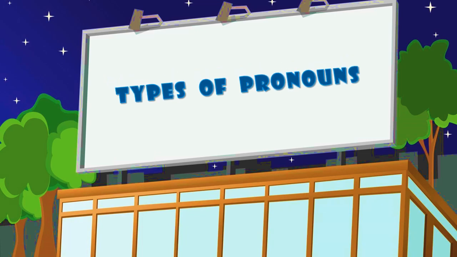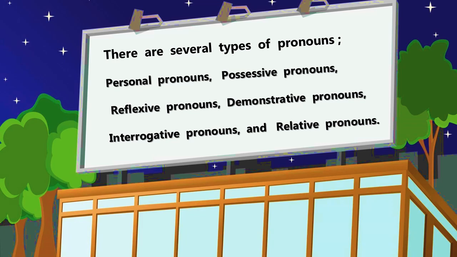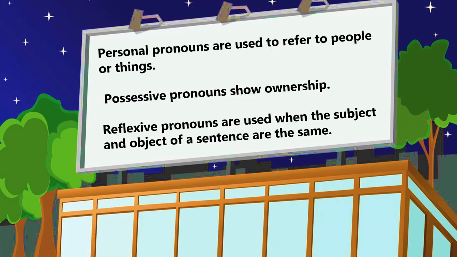Let's discuss the types of pronouns now. There are several types of pronouns: personal pronouns, possessive pronouns, reflexive pronouns, demonstrative pronouns, interrogative pronouns, and relative pronouns. Now there are some subject and object pronouns as well. You are going to get full detail of all types of pronouns in the coming video. Personal pronouns are used to refer to people or things. Possessive pronouns show ownership. Reflexive pronouns are used when the subject and the object of a sentence are the same.